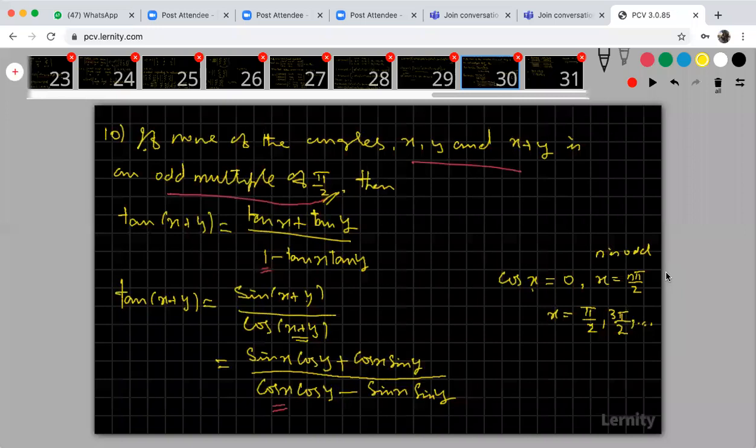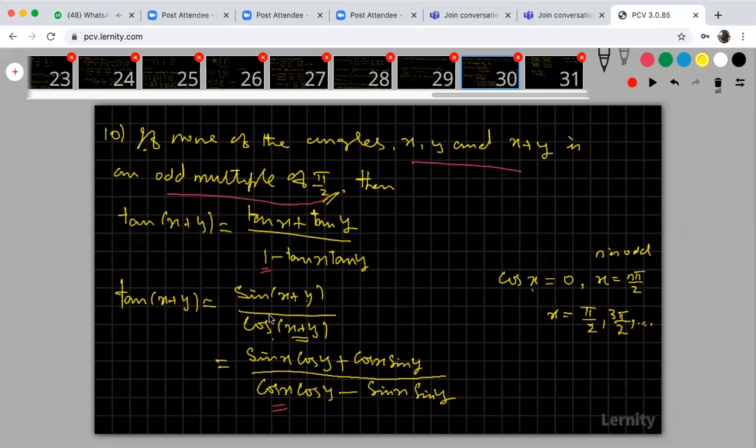Why I am adding this condition, look at that. I am taking this tan of x plus y, which is sin of x plus y by cos of x plus y. If this x plus y is an odd multiple of pi by 2, then what happens? Here cos of x plus y, that is, this term is entirely 0. Sin of x plus y divided by 0 means the function is undefined. Okay, if the denominator is 0, the function is undefined. So therefore, this x plus y is not an odd multiple of pi by 2, that is given.